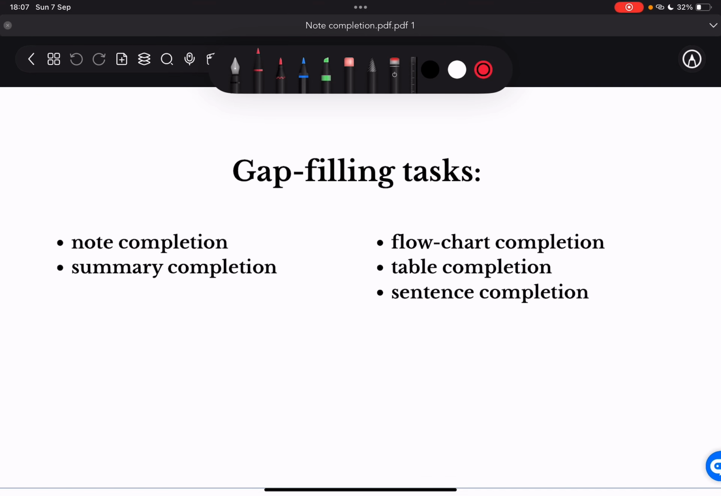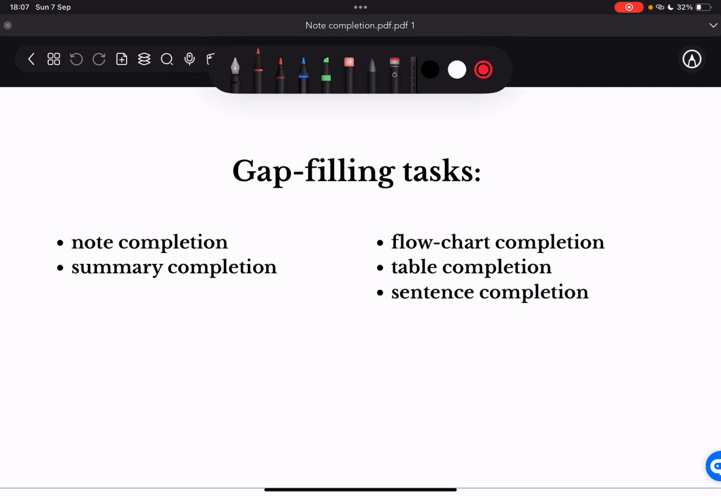Hello guys, in this video I will talk about gap filling tasks and I will share some strategies and techniques that are helpful for me to do this type of task. In general, there is no gap filling task type, but we have tasks like note completion, summary completion, flowchart completion, table, and sentence completion tasks.